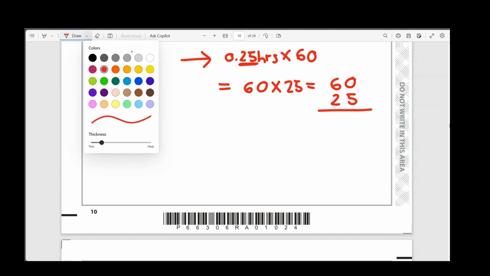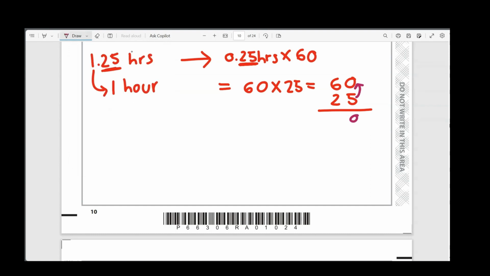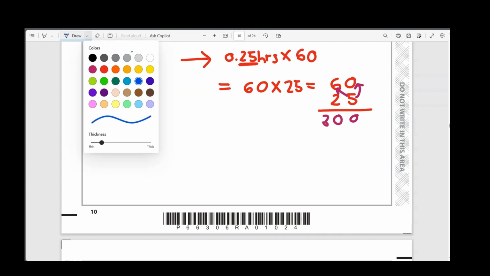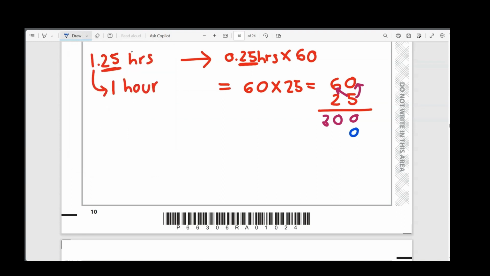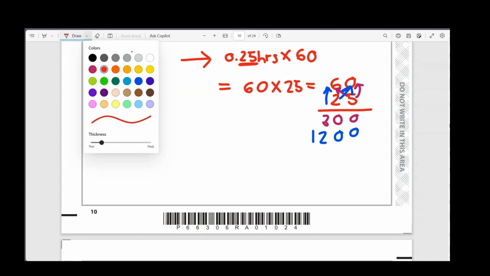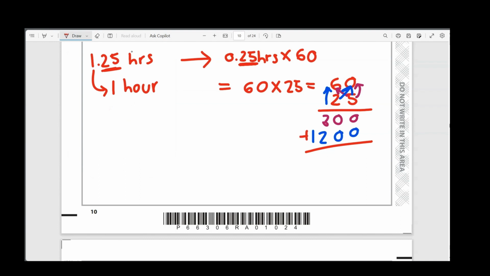Then we say, okay, 5 times 0 is 0. 5 times 6 is 30. Next up, I'm in the tens column, so I'm going to add a 0, and then say 2 times 0 is 0. 2 times 6 is 12. We can then add these up. So 0 and 0 is 0. 0 and 0 is 0. 3 and 2 is 5.